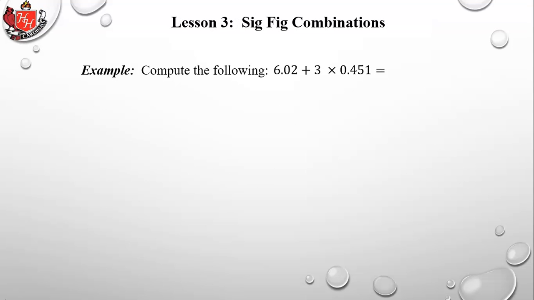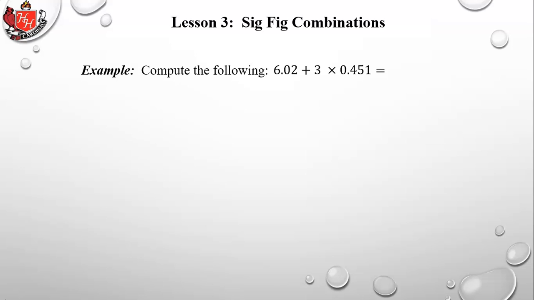Okay, let's do another one. This time the only difference is we're putting the addition in front of the multiplication: 6.02 plus 3 times 0.451. Go ahead and pause the video, challenge yourself, see if you can do this. Pause the video now.